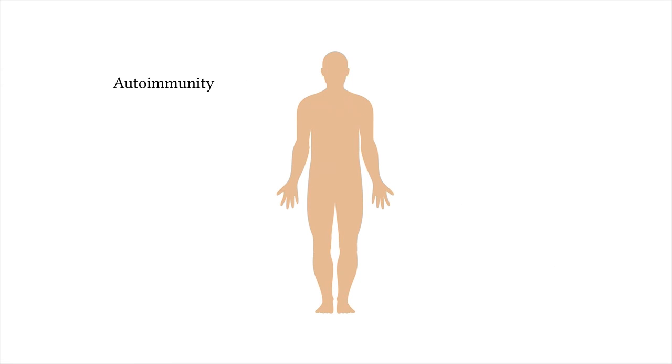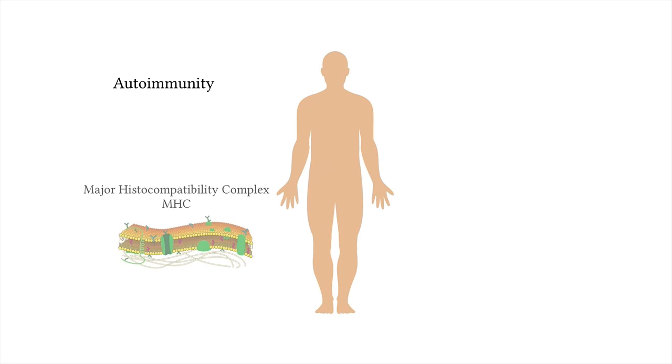Now, there's one more type of immunity, but it's not a good type. It's autoimmunity. Auto means self, and this immunity type means that the person's body cannot tell the difference between the MHC of his own cells and the MHC of other cells. Thus, the body will begin attacking its own cells.